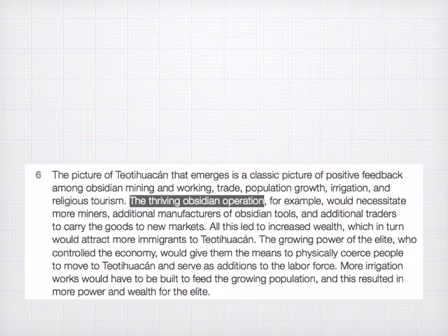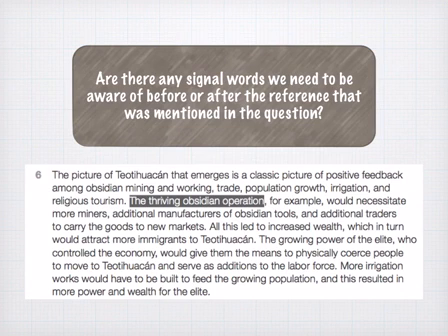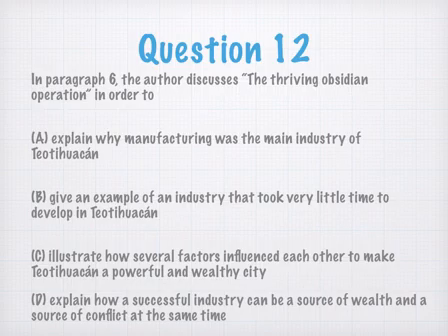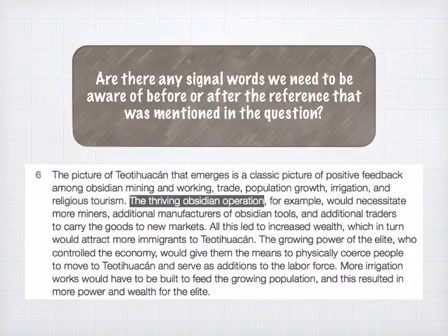So if we move on and have a look at paragraph 6, the first thing we need to ask ourselves is, are there any signal words that we need to be aware of before or after the reference mentioned in the question? If we go back and look at the question, the author discusses a thriving obsidian operation. So we need to look at this specifically, the thriving obsidian operation here. The picture of Teotihuacan that emerges is a classic picture of positive feedback among obsidian mining, working, trade, population growth, irrigation, and religious tourism. The next sentence starts off with the thriving obsidian operation.